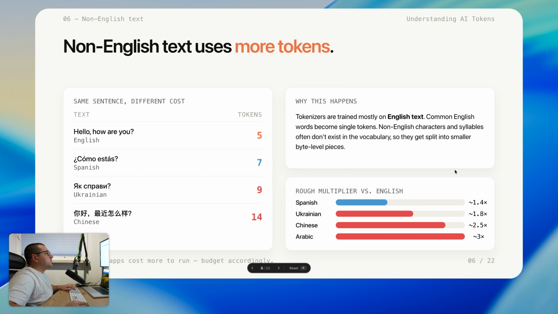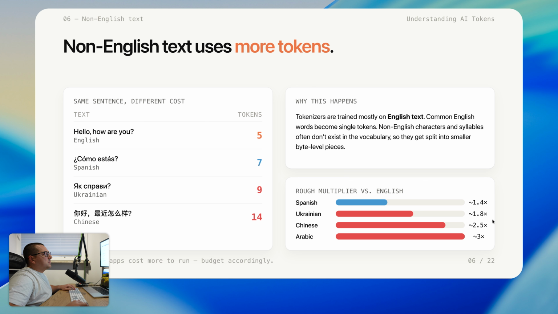Now let's see how AI token cost increases if we use a different language. Tokenizers are trained mostly on English text. Common English words become single tokens. Some non-English characters just don't exist in the vocabulary, and they split into smaller pieces. As a result, for the simple phrase "Hello, how are you?" in English it costs only 5 AI tokens. For Spanish the price increases to 7, for Ukrainian even to 9. And for Chinese to 14. Just feel the difference, the same phrase in English costs 5 tokens, but in Chinese 14.